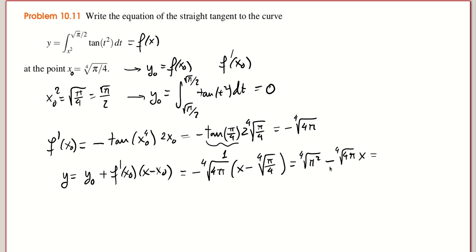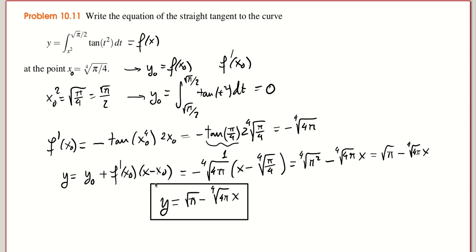Now the fourth root of pi squared is the square root of pi. So this is the equation of the tangent. So the tangent is like this: the square root of pi minus the fourth root of 4 pi times x. Okay, that is the equation of the tangent straight line.